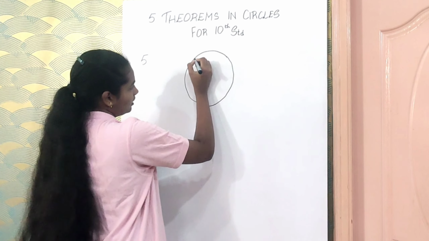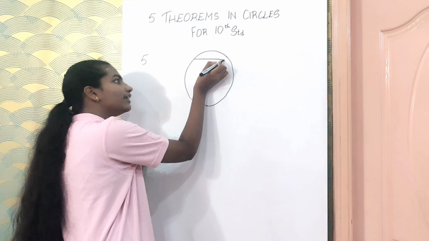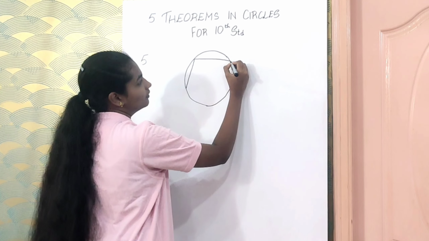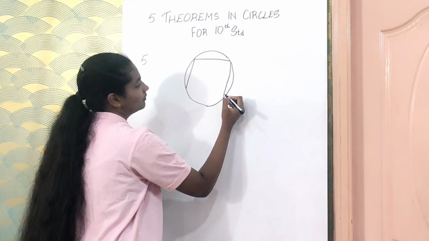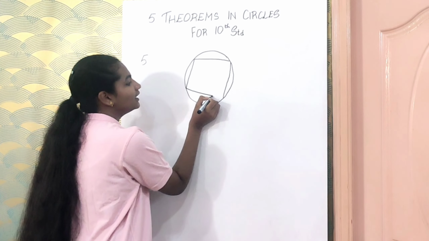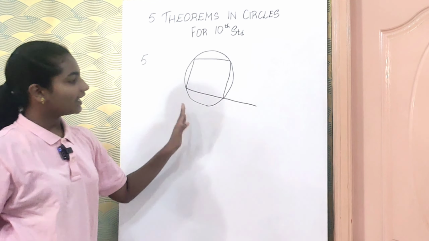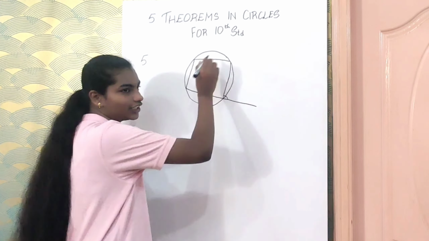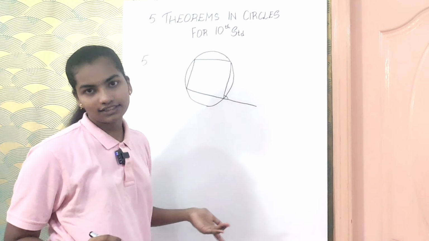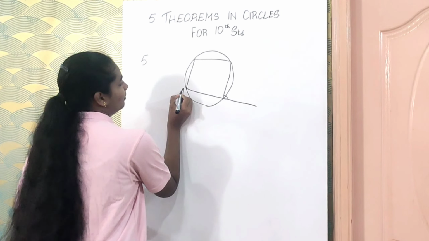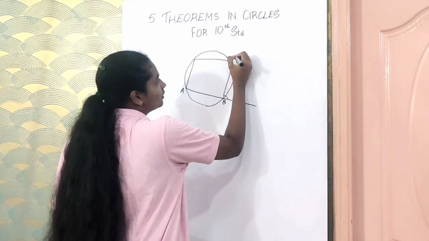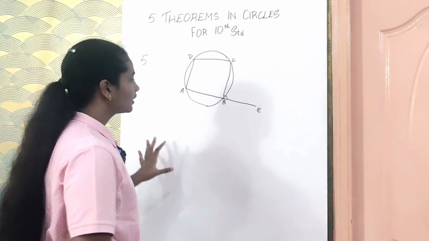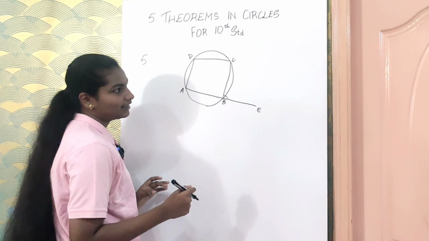Now there is a circle and I'll again take a cyclic quadrilateral. But the fourth side I'll extend it. Now if I extend this side, what will this angle be? Because it is outside the quadrilateral, it will be the exterior angle. So I'll again name it A, B, C, D and E. So ABCD is a cyclic quadrilateral.